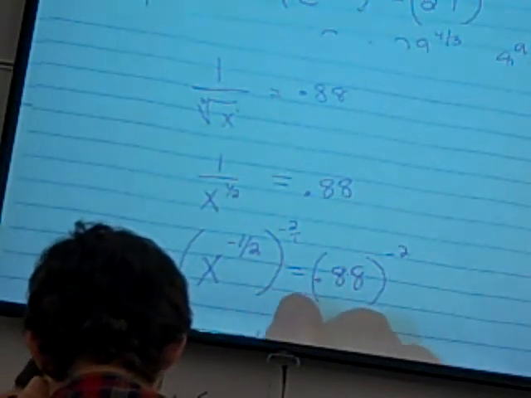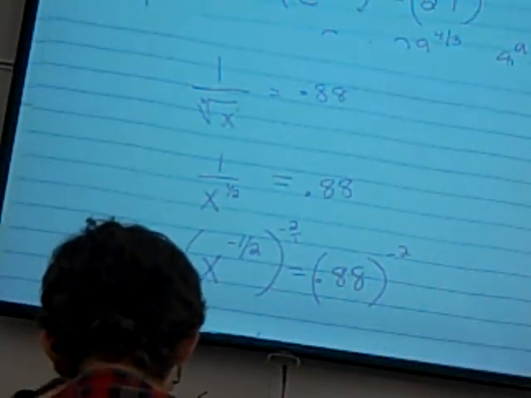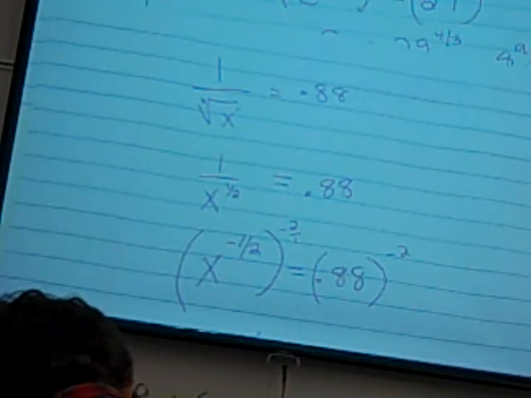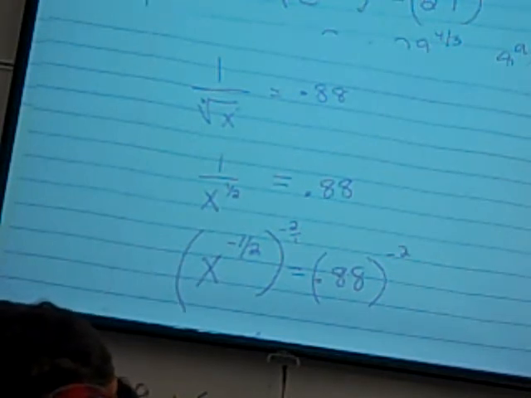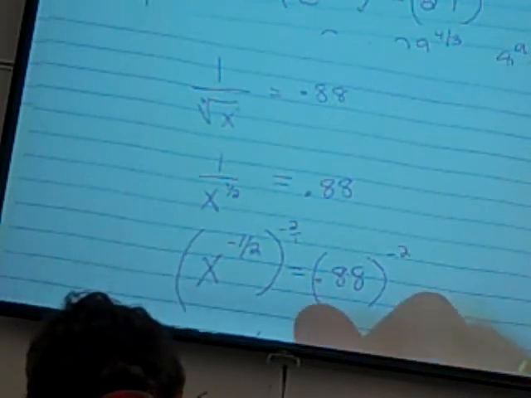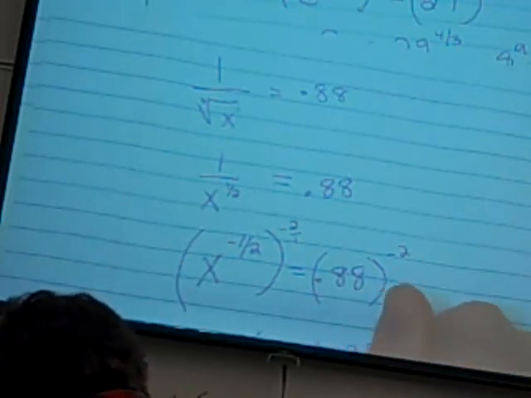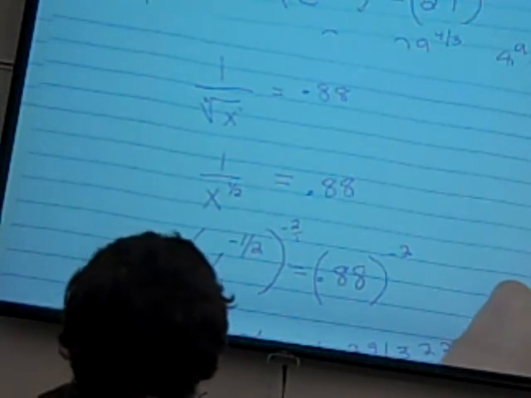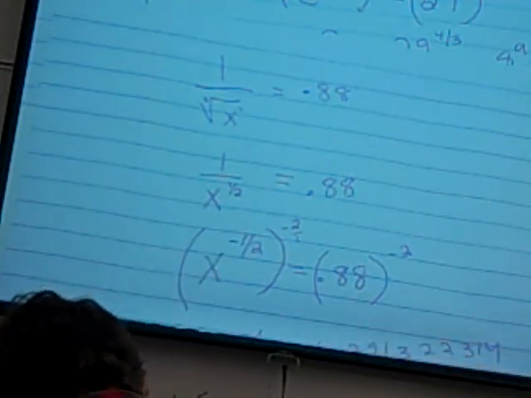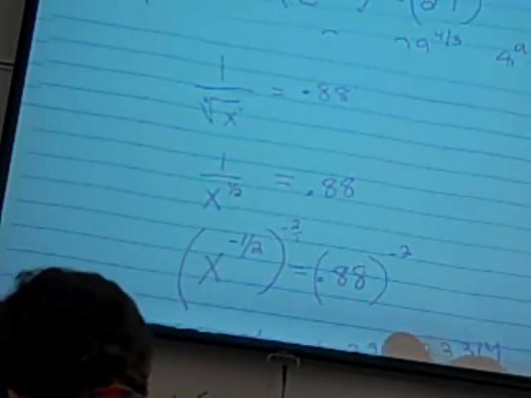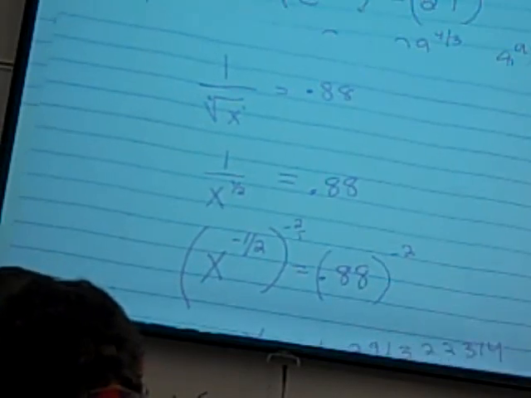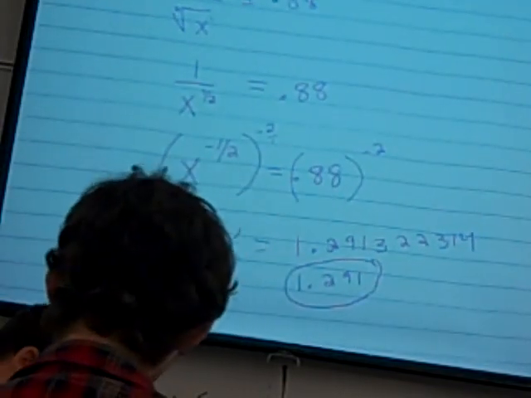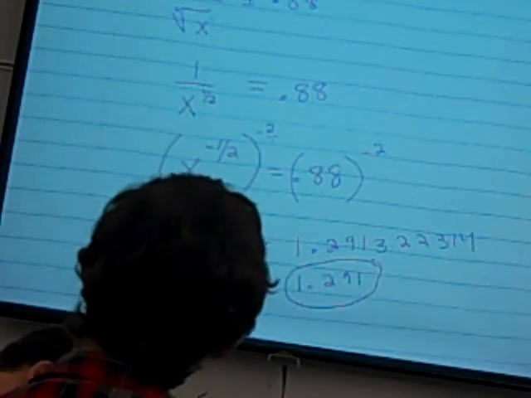And so I'm going to have x equals 0.88 to the power of, parentheses, negative 2, and I get 1.291322314, which I'm going to round to 1.291. Oh, yeah, my bad. Did anybody else hit that same answer? I always like to double check. Thank you.